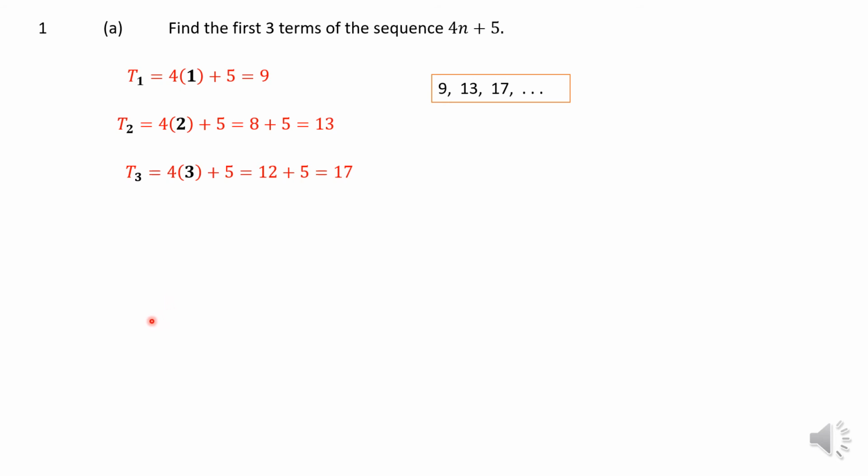And the sequence is also going up. It's increasing every time by 4. That 4 there that you see in front of the n is called the common difference.